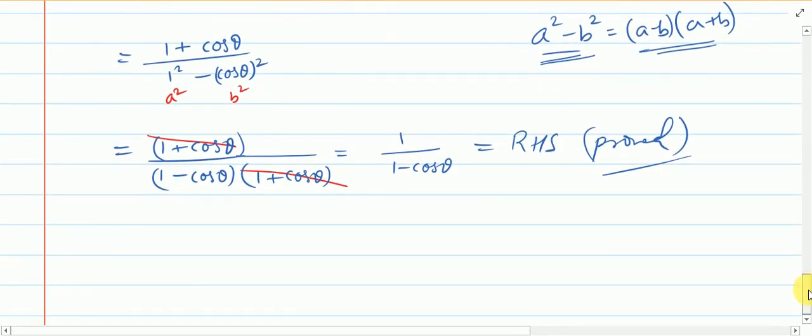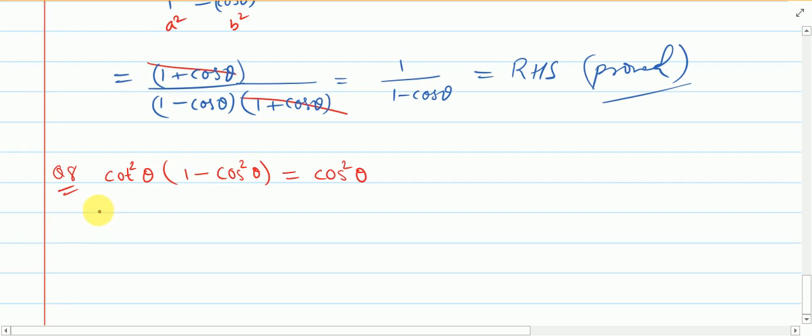Now let us see question number 8. Here question number 8 is cot square theta into 1 minus cos square theta equal to cos square theta. So what we will do is we will take the left hand side. So cot square theta into 1 minus cos square theta. Done till here.